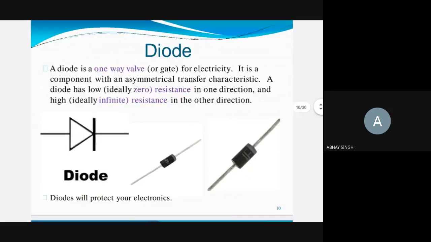Now we have the diodes, which we already discussed. Any doubts? Anyone having any doubts? You can ask if you have.